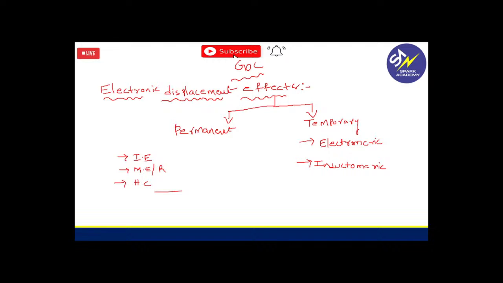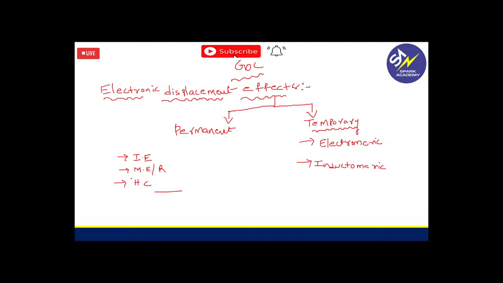Why are all these called permanent effects? Because they act in any situation. There is no particular set of conditions. But temporary effects act on demand of reagent. Permanent effects act in any situation, with no particular set of conditions.